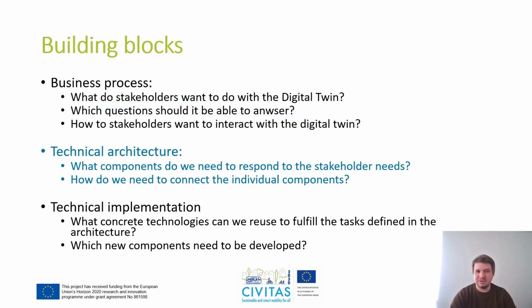Then we have the technical architecture. And this technical architecture we can define once we know the business process, because then we know what we want to do with the digital twin, and we can define what the technical components are that we need to respond to these stakeholder needs. And especially the question is also, how do we need to connect the individual components? Because surely we will need components to store data, then we will need components to run different models. We need components to prepare the results for a report, for instance. So there are many individual elements that need to be connected.